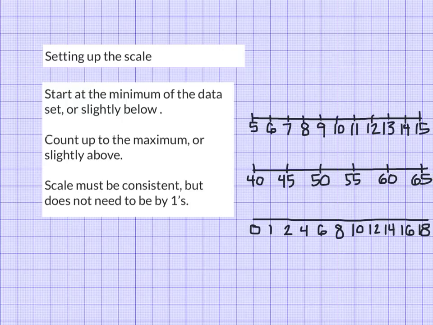So when you're setting up the scale on a line plot, you want to always start your first number either at the minimum of the data, meaning the smallest number that you need to graph, or slightly below it if you want to leave room for later. Similarly, you need to count all the way up to the maximum or slightly above it, so that is the highest number in your data set or slightly above. And you don't have to count by ones, although often we do with a line plot, but whatever you count by, it does need to be consistent, meaning you have to do the same thing the entire time.